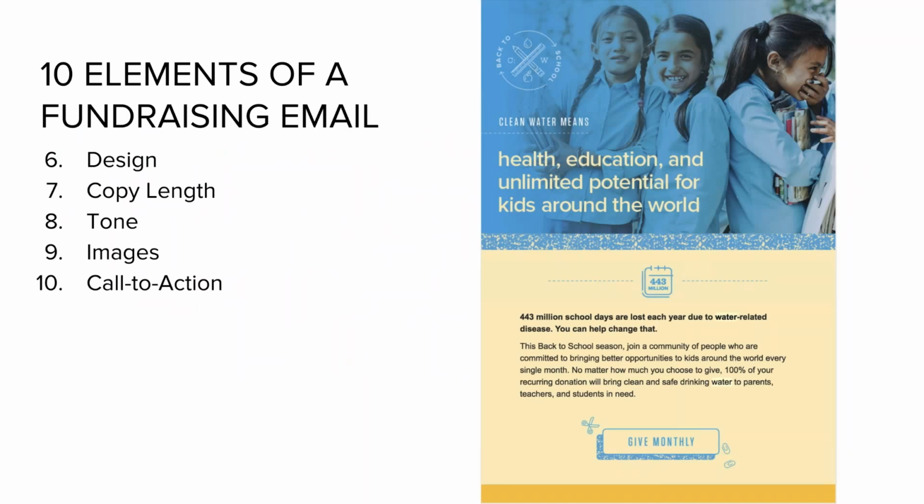All right, so those are the first 5 elements. Then we get into these other elements where we have the design. So that's the overall look and feel and vibe. You've got copy length, right? Is it short? Is it long? You've got tone. Is it personal? Is it coming from a person? How does it feel? How does it sound? Do you use images or not? What do the images convey? And then what's the call to action? So in this case, it's give monthly.